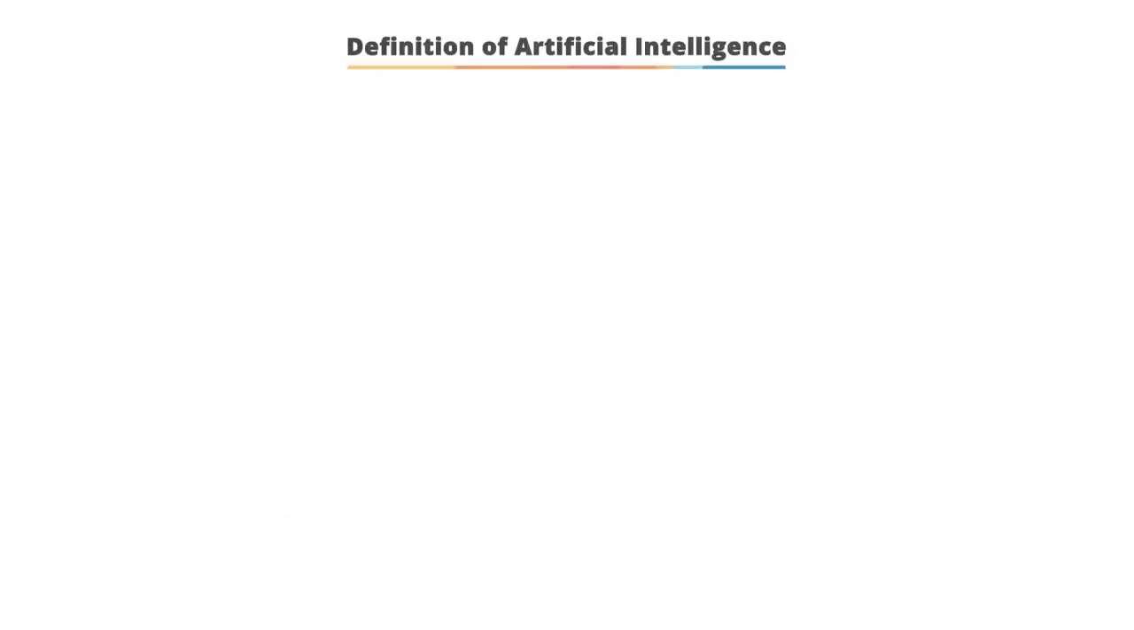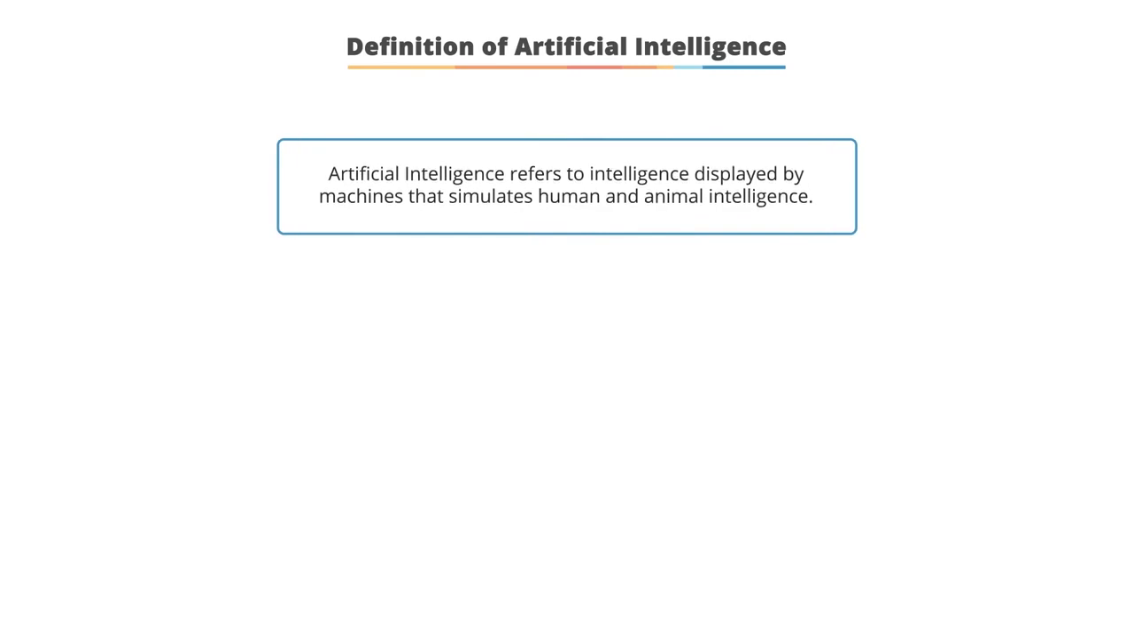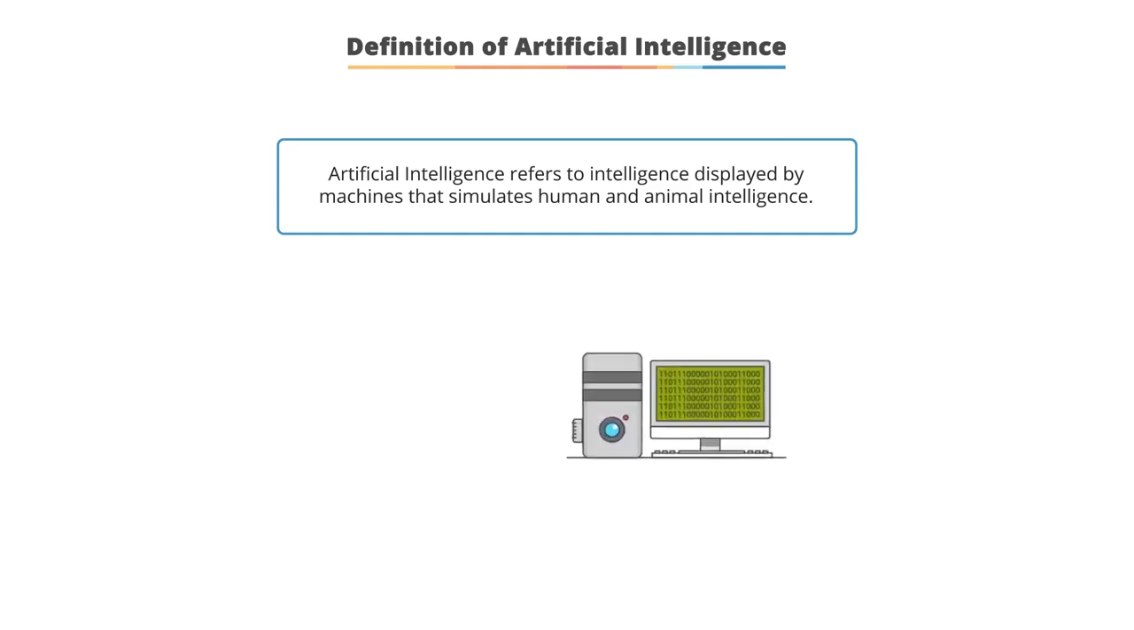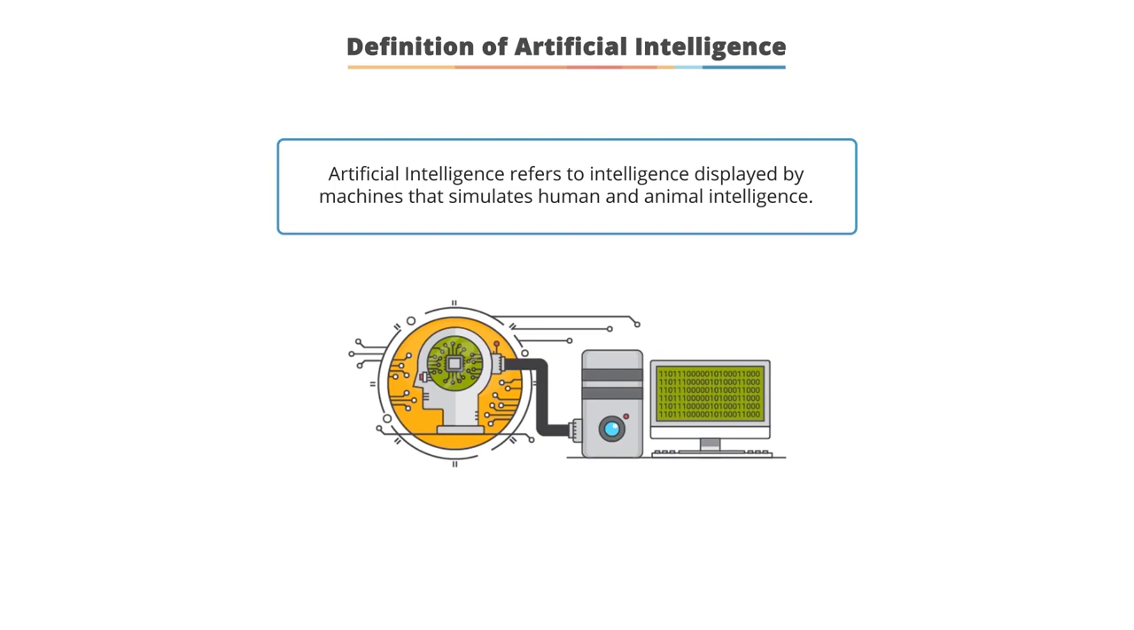Now, you may ask, what is artificial intelligence? Artificial intelligence refers to the intelligence displayed by machines that simulates human and animal intelligence. It involves intelligent agents, the autonomous entities that perceive their environment and take actions that maximize their chances of success at a given goal. Artificial intelligence is a technique that enables computers to mimic human intelligence using logic. It is a program that can sense, reason, and act.